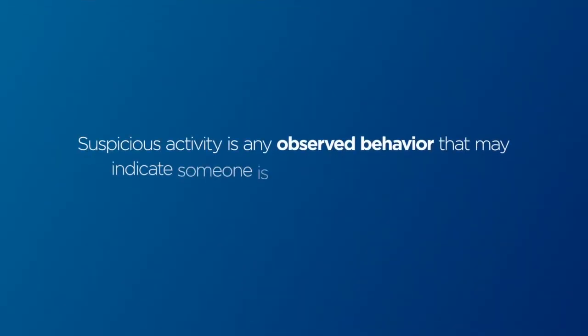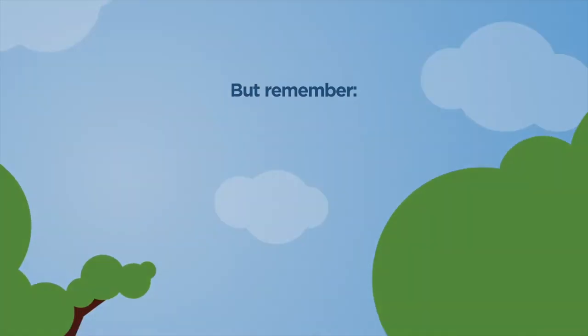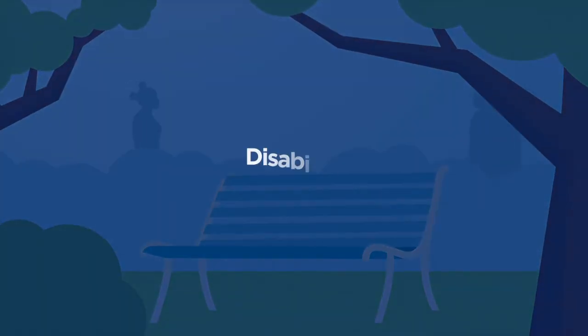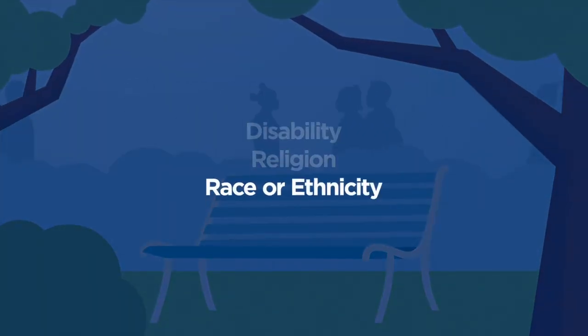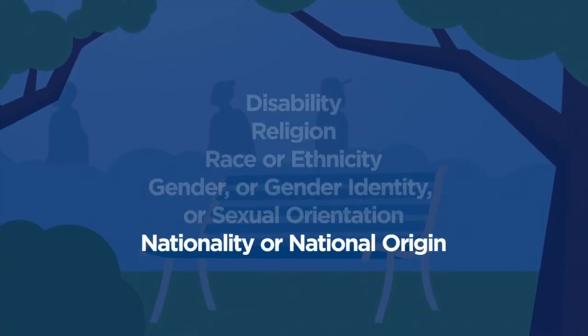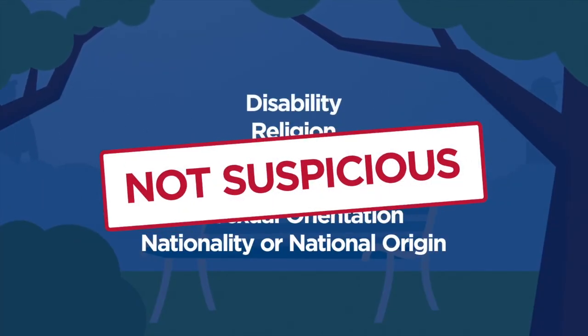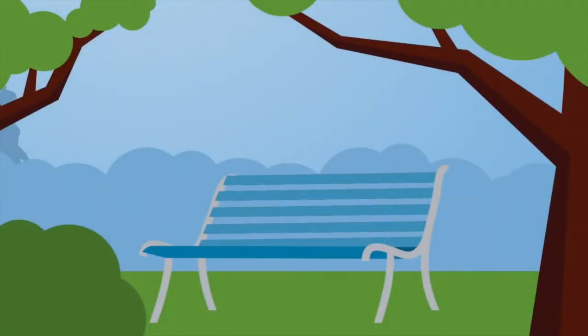Suspicious activity is any observed behavior that may indicate someone is planning a terrorist attack or other terrorism-related crime. But remember, these factors are not suspicious: disability, religion, race or ethnicity, gender or gender identity or sexual orientation, nationality or national origin. It is also not suspicious to speak with an accent or to be less than proficient in English.